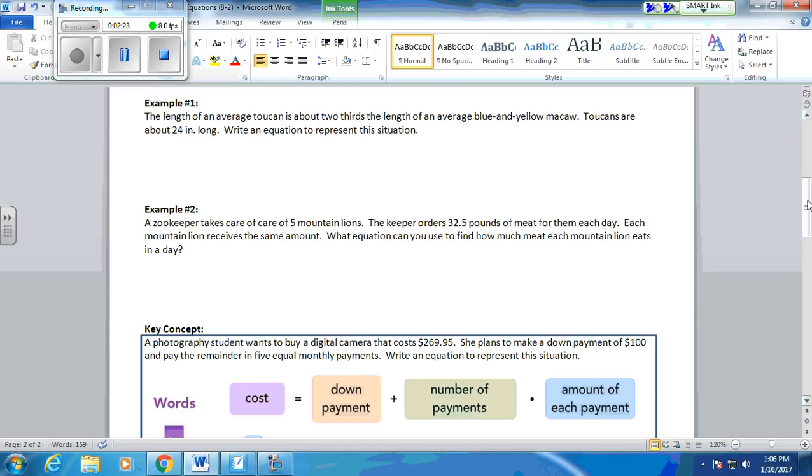We're actually going to leave the launch for the end. It says that the length of an average toucan is about 2/3 the length of an average blue and yellow macaw. Toucans are about 24 inches long. Write an equation to represent the situation. Well, we have to decide what it is that we're looking for here. When I look at the question, they're telling me how long the toucans are, which means I don't know how long the macaw is. So I'm going to have my let statement that says x is the length of the macaw.